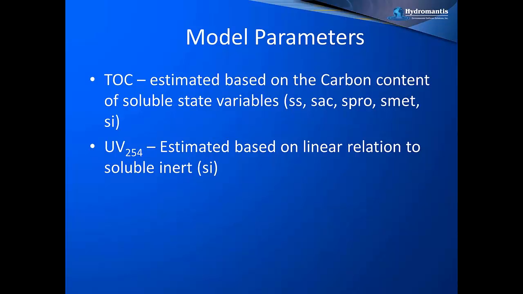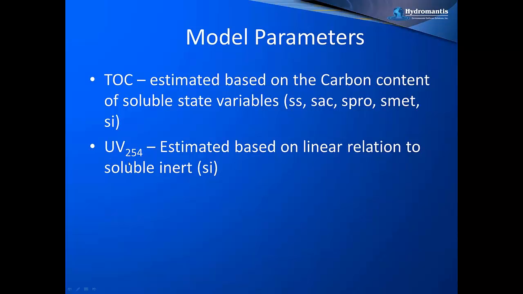Now, two things which normally are not available in activated sludge models are the TOC and the UV254. So for estimating TOC, we have a relationship based on the CODs of the soluble substrates: acetate, propionate, methanol, and SI. We have some standard relationships because the COD for each one of these is known, and the carbon content of each of the specific compounds is known, so we can estimate TOC based on the carbon content of each of these compounds.